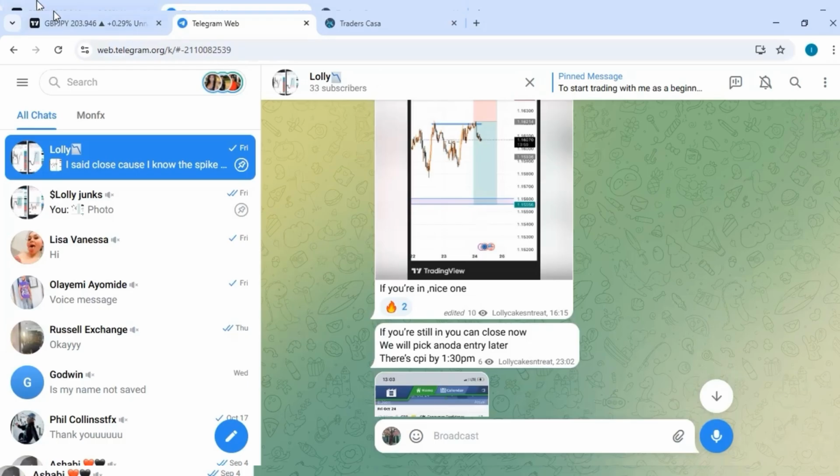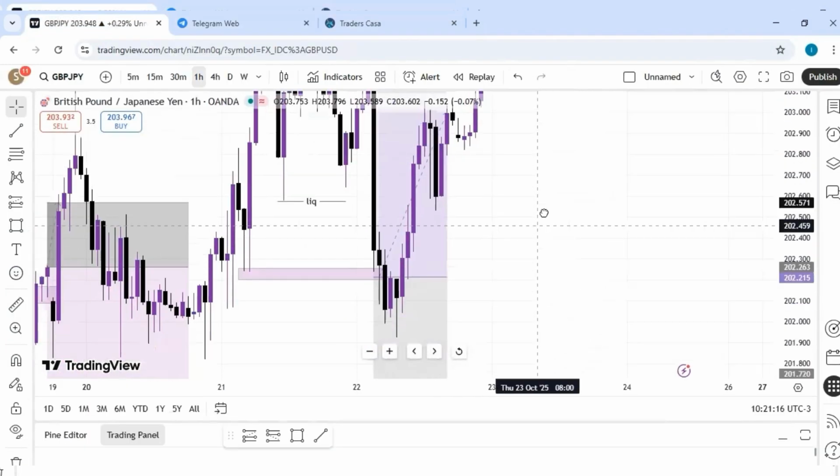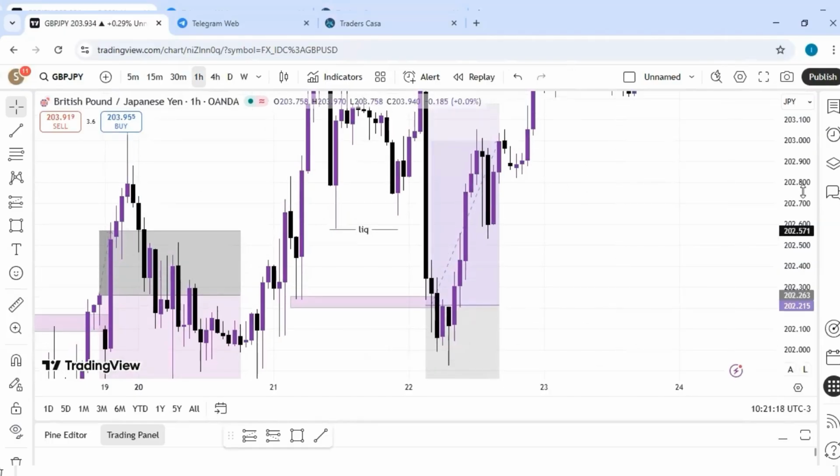Do you understand? So let's quickly go into what we have for today. I want to show you guys how I spot liquidity on the chart. So I'll be doing that right away, and show you guys how I spot this trade.